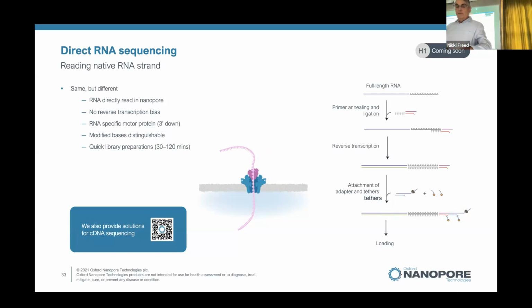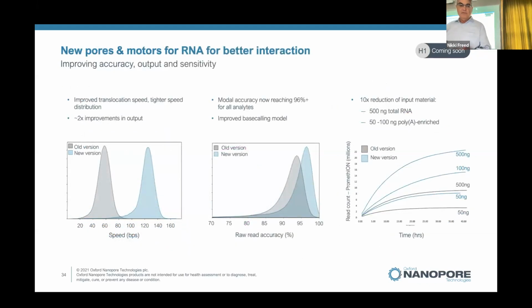We do in the workflow recommend, it's not required, but recommend a reverse transcription step to provide a second strand for stabilization of the RNA in the library. But it's only the native strand with the motor protein attached that actually gets sequenced. So it's just a feature of the assay itself.